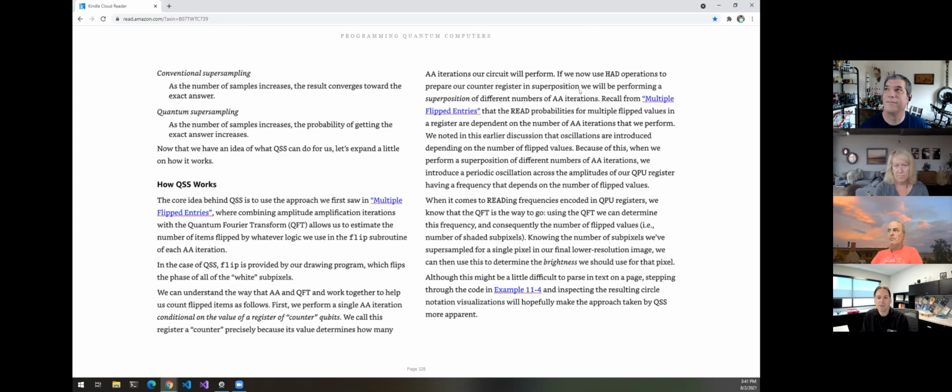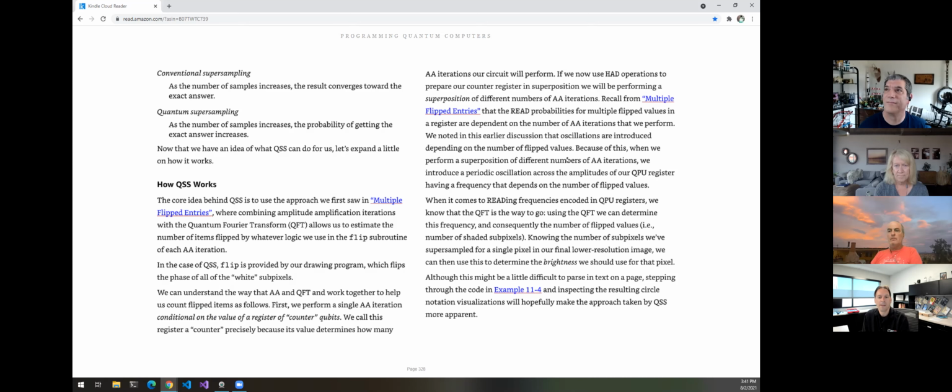I'm sorry, I got lost here. We'll be performing a superposition of the different number of AA iterations. So the read probabilities for multiple flip values in the register are dependent on the number of AA iterations that we perform. We noted earlier, this creates those oscillations, those mirroring effects.